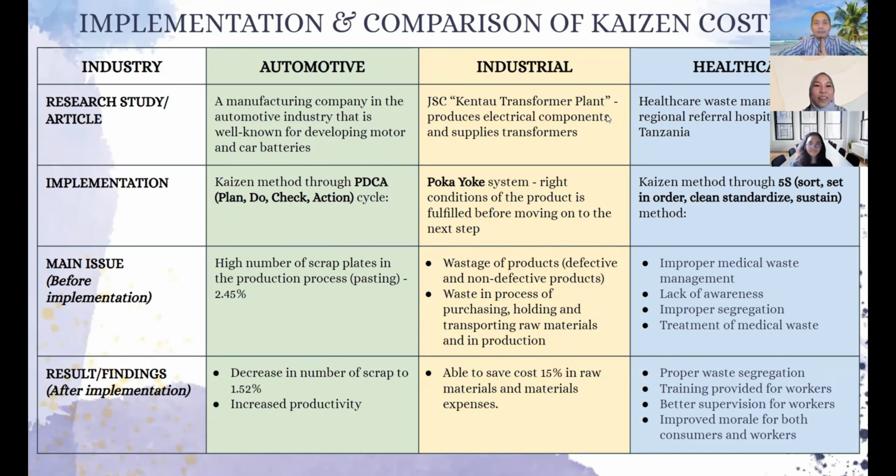Thank you, Cheryl. So the first industry that has implemented Kaizen costing is automotive. Based on the article that I have chosen in the automotive sector, it is about a company that is famous for producing motor and car batteries. They had faced the same problem for the last 2 years and decided to use Kaizen costing through the PDCA cycle, which is plan, do, check, and action.